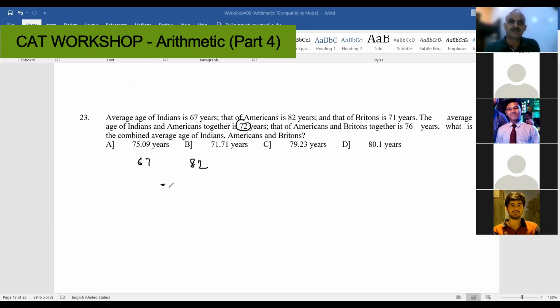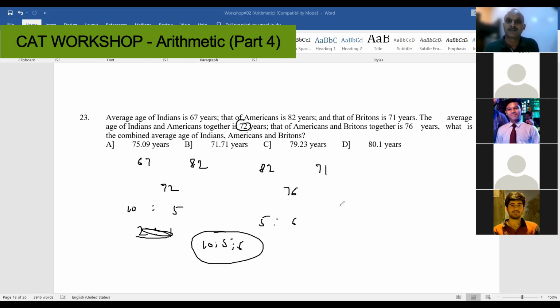So the ratio 10 is to 5, that is 2:1. Then Britons 71, combined 76, so we have 5:6. So if Americans is 5 here and Indians 10, we keep it as 10:5:6. And then what? We can multiply it with the respective ages, the weighted average formula. Yes, sir.